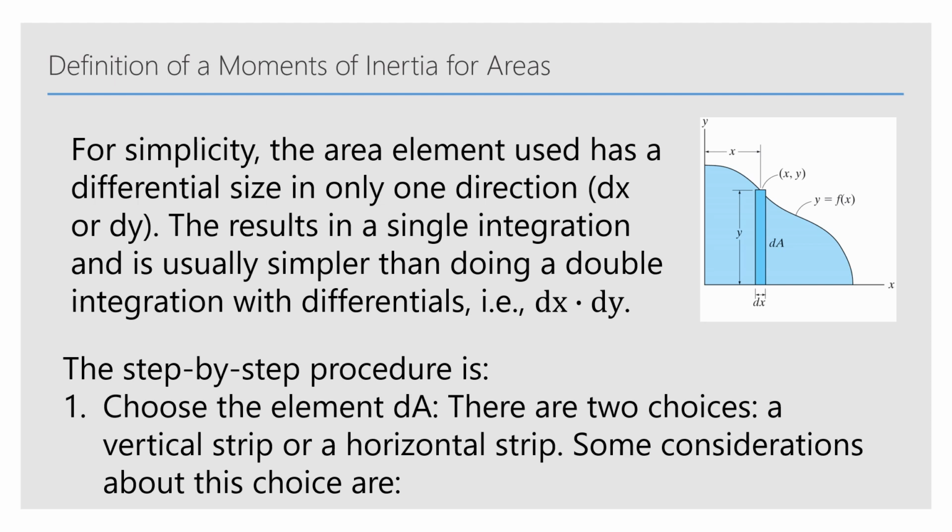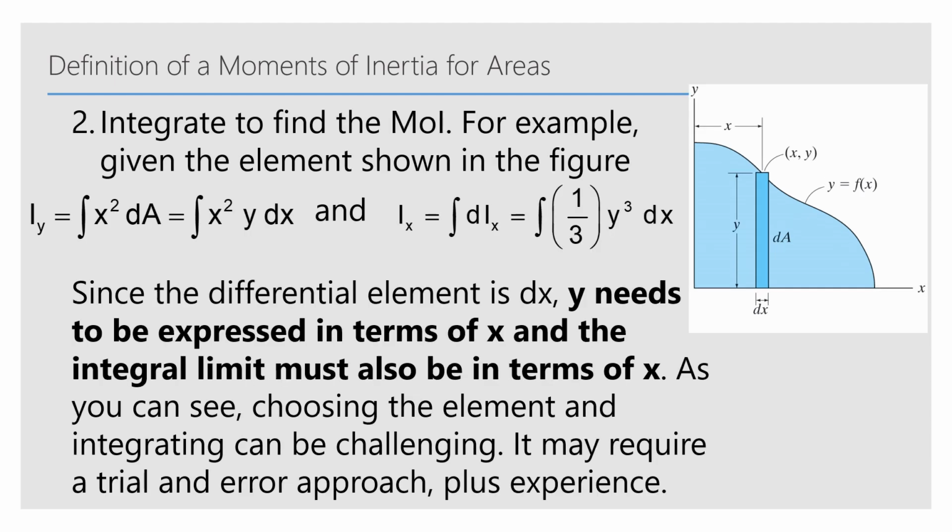Now let's take a look at the step-by-step procedure for this. First, you choose the element dA. There are two choices, a vertical strip or a horizontal strip. Some considerations about this choice are whether it is easier for it to be vertical or horizontal. This will depend on the equations you're given for the problem.